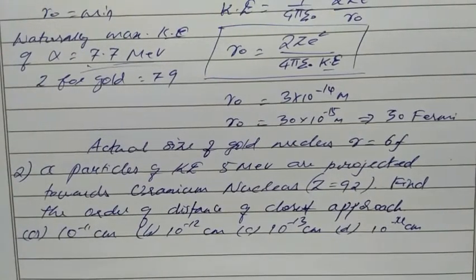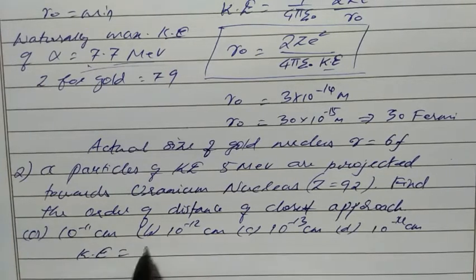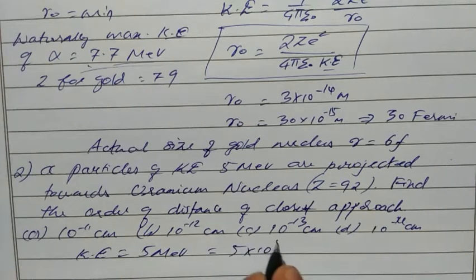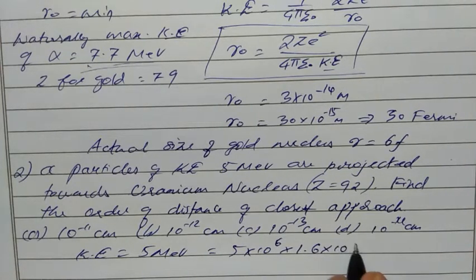So this question will be your homework. Alpha particles of kinetic energy 5 mega electron volt. So we have to convert it into joules. 5 mega will be 10 power 6, then electron volt, so multiply by the value of electron charge, 10 power minus 19 coulomb volt. Okay, are projected towards uranium nucleus. So instead of gold nucleus, here we have uranium nucleus, which has atomic number 92. We have to find the order of distance of closest approach.